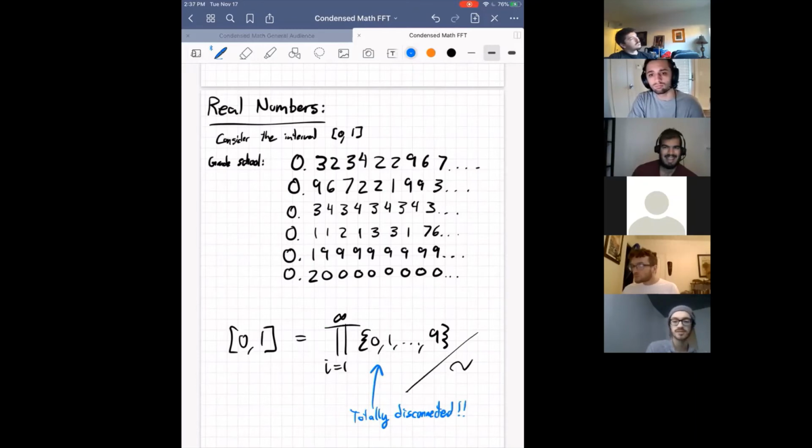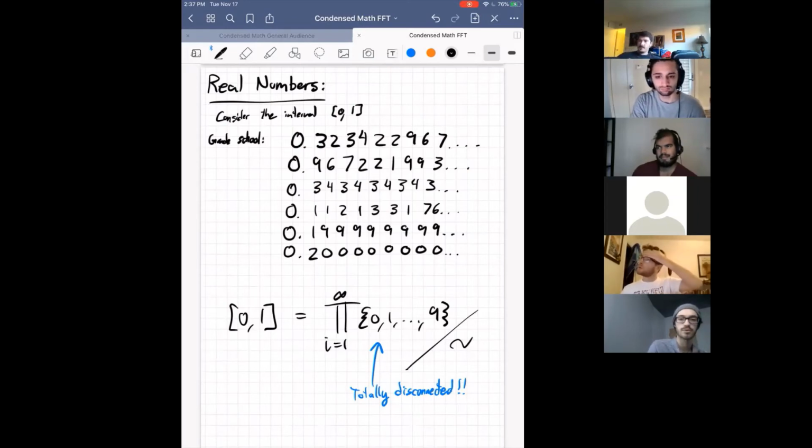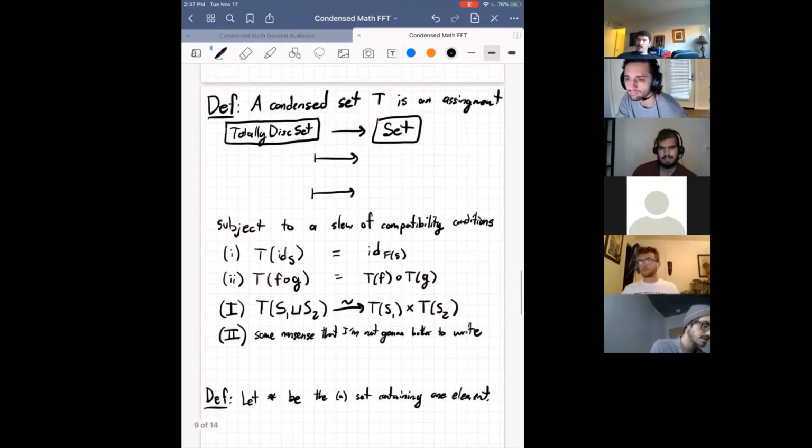So I spent all this time talking to you to justify that totally disconnected sets might be a way that we can learn about these topological things, or just the geometry over the real numbers. And we're going to see a little bit of what that looks like for locally compact abelian groups. So let's make a big definition.